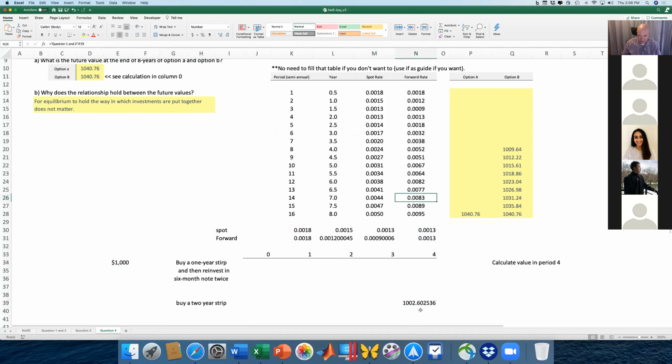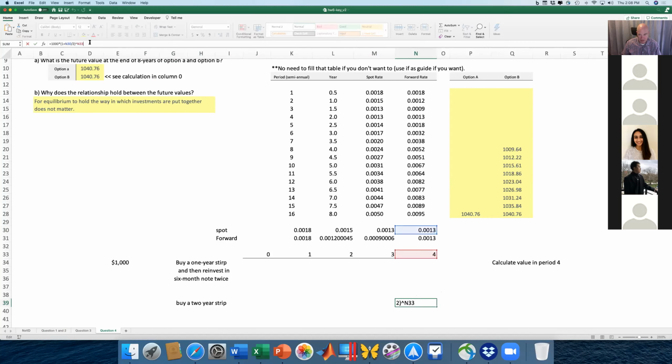I would have $1,002 in period 4. And I'd just take my spot rate and calculate my cash flow. I know that I'm going to divide it by 2, raise it to the 4th period, and there I have, if I buy a 2-year strip, this is what I get. And this is certain. If I hold that bond for that period, I will have this future cash flow. All right.